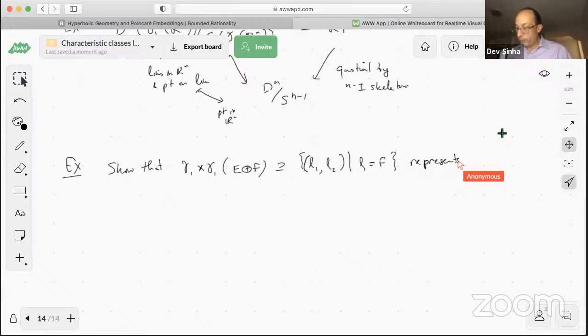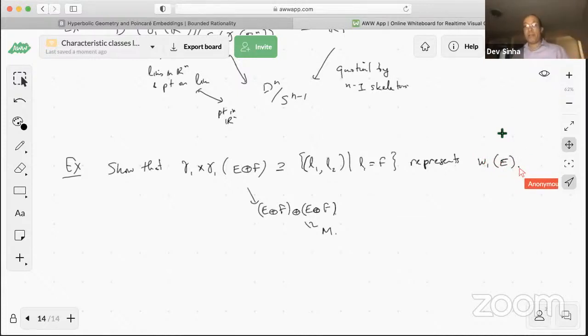so this then sits over E plus F, and that's homotopy equivalent to whatever our base manifold is M. So show that this represents W1E. It's not quite the same as the inclusion of a fiber. There's, I think, a blowup involved, and that's why I gave the first exercise.